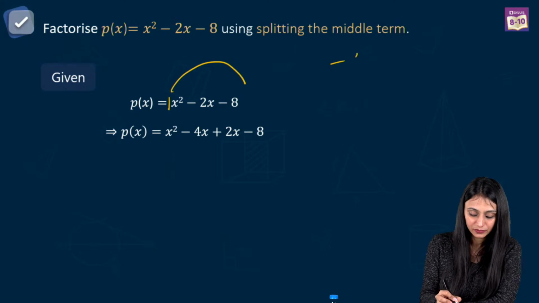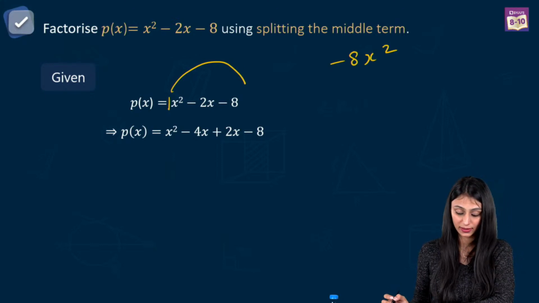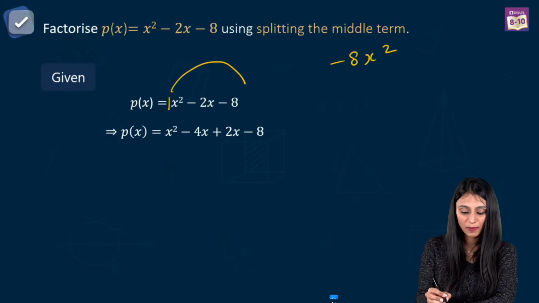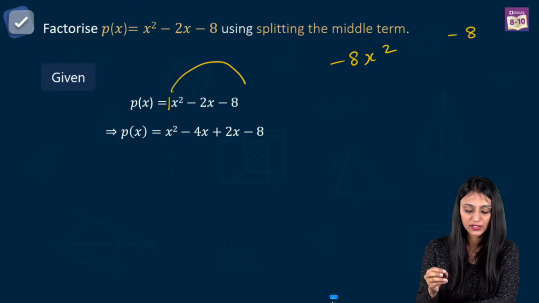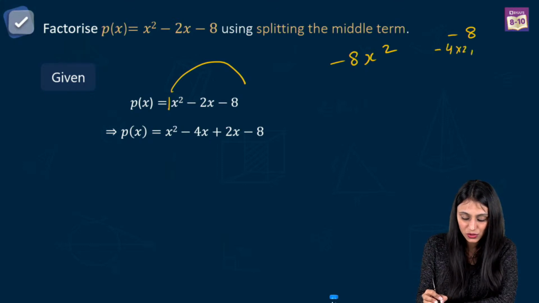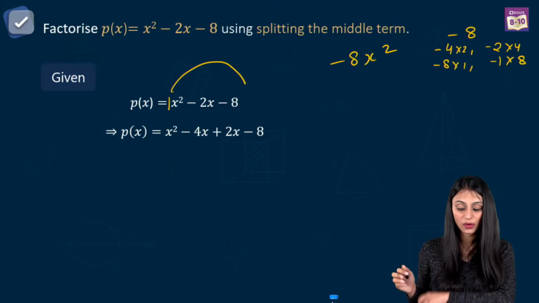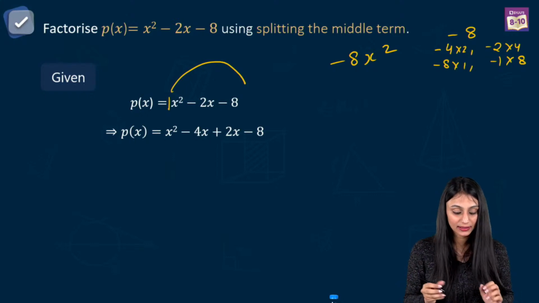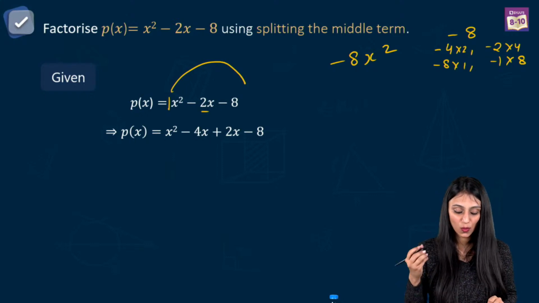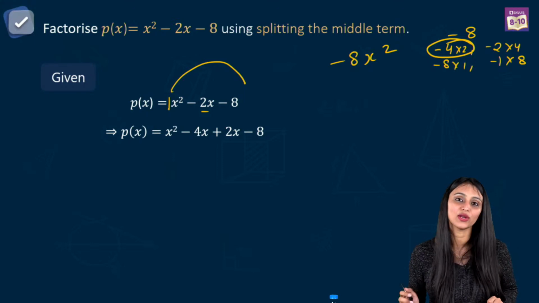Let's multiply them. I get minus 8x square, right? So minus 8, just forget x square, factors of 8, right? Factors of 8 are 4 times 2, 1 times 8. It could be written as minus 4 times 2 or minus 2 times 4, minus 8 times 1 and minus 1 times 8. So out of these 4 pairs, I can pick only one pair, such that on adding or subtracting them, I get minus 2. So what do I get from here? That's going to be minus 4 and 2 only.